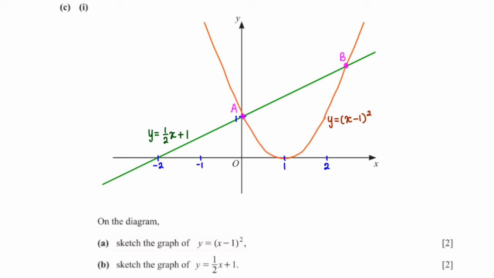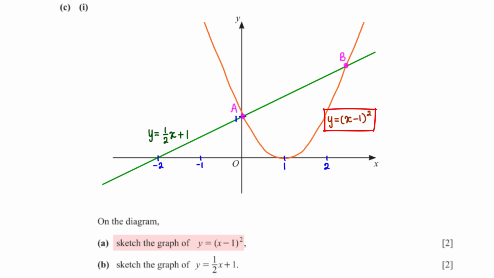On the diagram, sketch the graph of y equals (x minus 1) squared. First, let's determine the coordinate of the turning point of the quadratic function. We get the x-coordinate of the turning point by equating x minus 1 to 0, which gives us x equals 1.